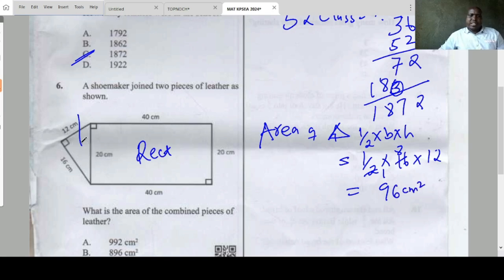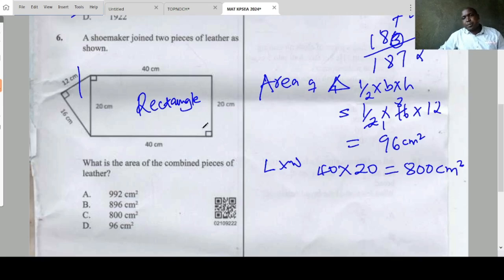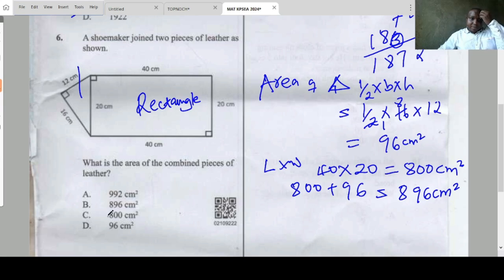Now we have finished calculating the area of this triangle. So now let's calculate the area of the rectangle. Area of a rectangle is equal to length times width. So this is 40 times 20, and this gives you 800 centimeters square. Now to get the total, you add both the two areas. So that is 800 plus 96, and this gives you 896 centimeters square.